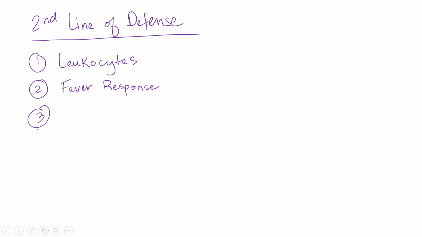Okay, the third part of the second line of defense: inflammation. Inflammation has a purpose. We're going to do a whole video on it and describe the stages, but the purpose is to locate white blood cells to a location of infection, so those white blood cells can clear out that infection. That's the big picture of inflammation. More on that later.